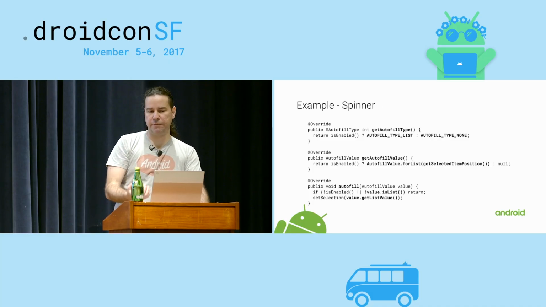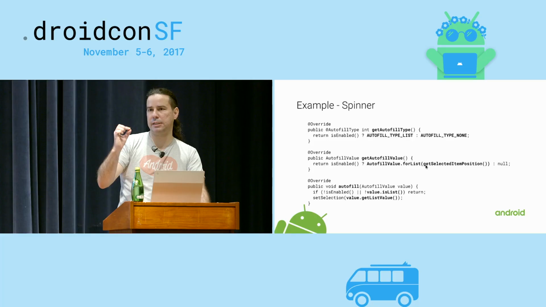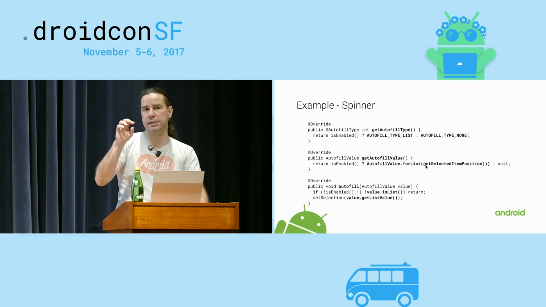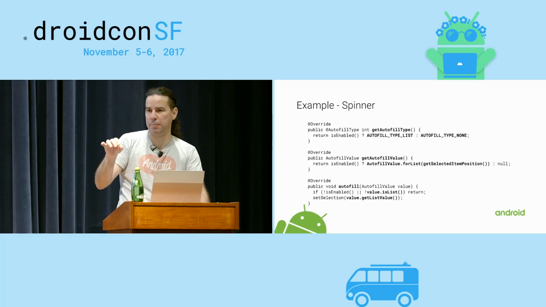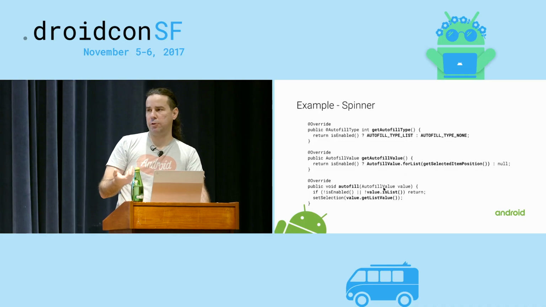Now let's see a slightly different case, which is a spinner. A spinner is a UI where the user doesn't type a text, but rather selects a value from a list of values. So in that case, the autofill type is a list, and the autofill value now is going to be an index that says here is the selected item on my list. And similarly, when the autofill service sends a value to you, it will be sending the index, and then you need to update your data structure internally with that value.